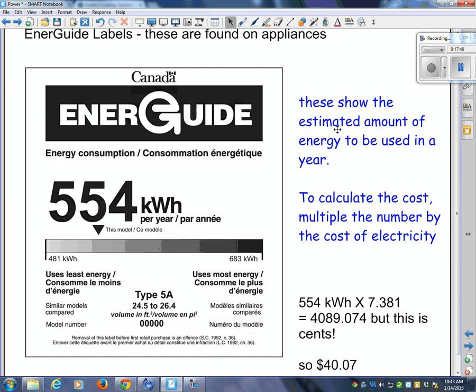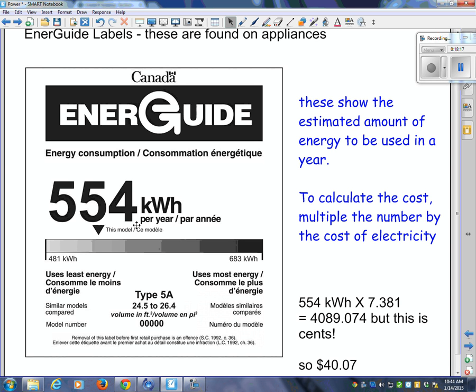These show the estimated amount of energy to be used in the year, because when people are buying a new appliance, they want to know how much it is going to cost to run. Which one is more efficient? What does that mean? That it doesn't use as much power. To calculate the cost, multiply the number by the cost of electricity. So this particular appliance per year is estimated to use 554 kilowatt hours.